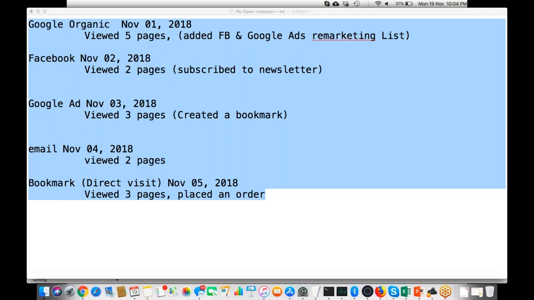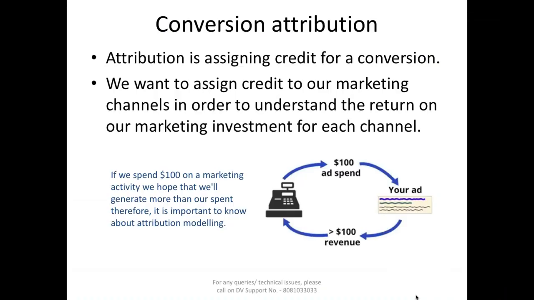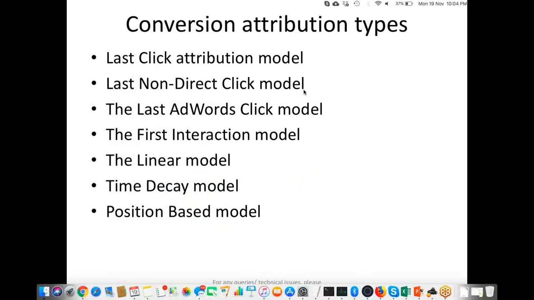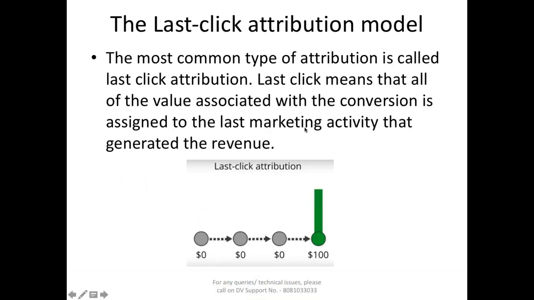So, should I stop spending on Facebook, Google Ad, email, all of them? Okay. Now let's understand a concept. This is called attribution type. So you have last click attribution model, non-direct click model, last ads click model, first interaction, linear, time decay, position based model.